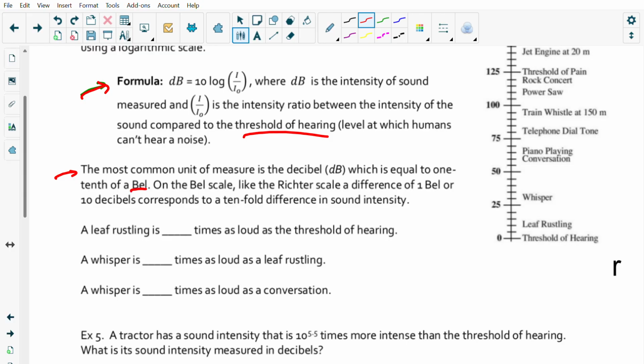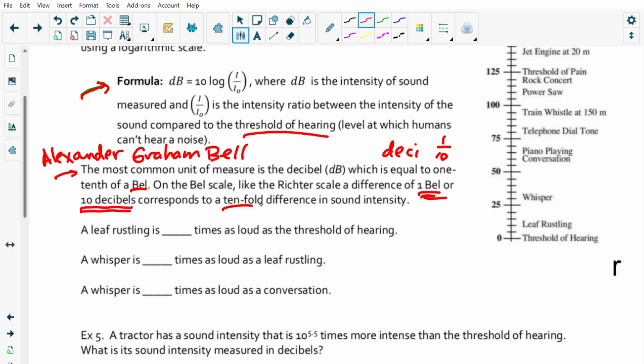The most common unit of measure is the decibel, which is equal to 1/10 of a bell. That sounds familiar if you remember the inventor of the telephone, Alexander Graham Bell. Well, they named this unit after him. Okay, on the Bell scale, like the Richter scale, a difference of 1 bell or 10 decibels. So this deci part means 1/10, right? So 1 decibel is 1/10 of a bell, so that's why 10 decibels is 1 bell. A difference of 1 bell or 10 decibels corresponds to a tenfold difference in sound intensity.